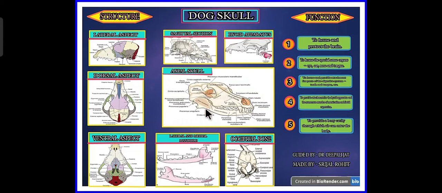Zygomatic, this arch of bone is called the zygomatic. Lacrimal is visible to you in the picture, so the cranium is complicated. Next part is the nasal chamber. The most rostral part of the skull carries the nasal chamber, the sides of which are formed by the maxilla and the roof by the nasal bone.